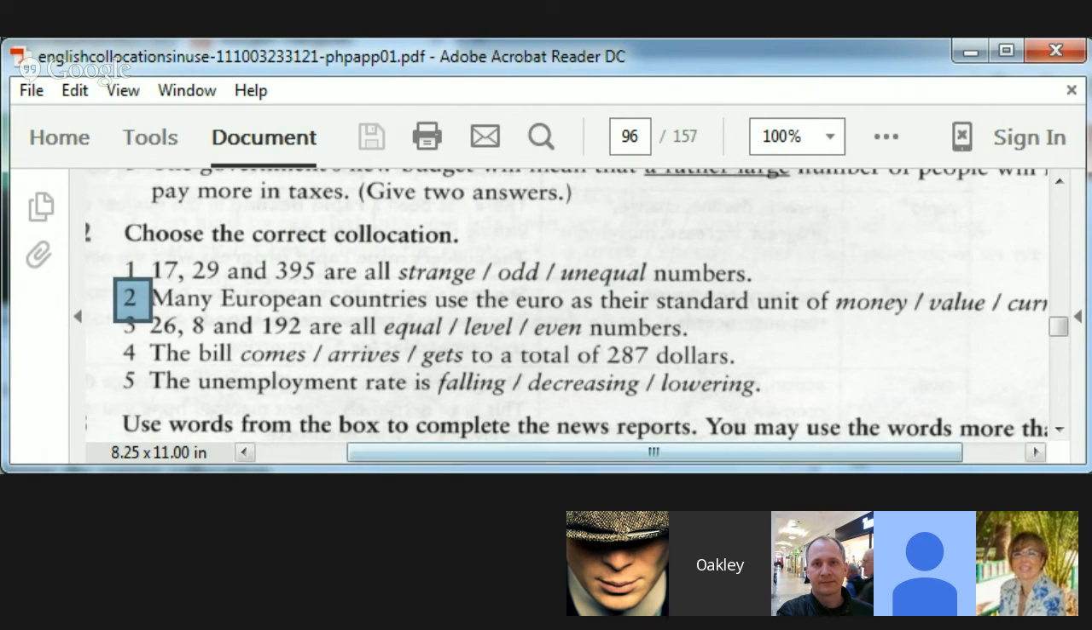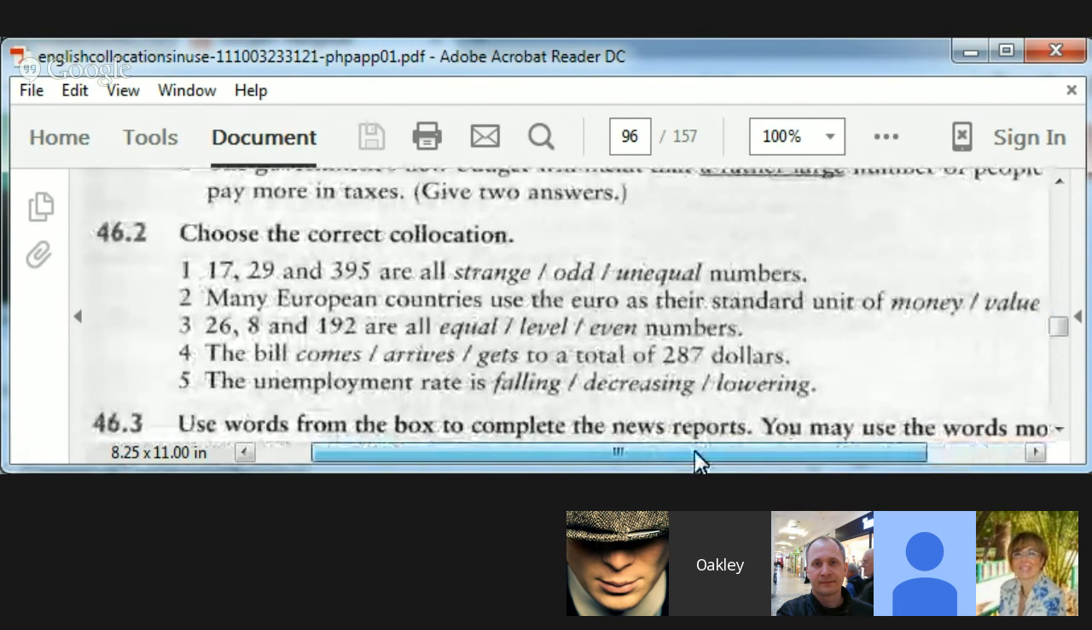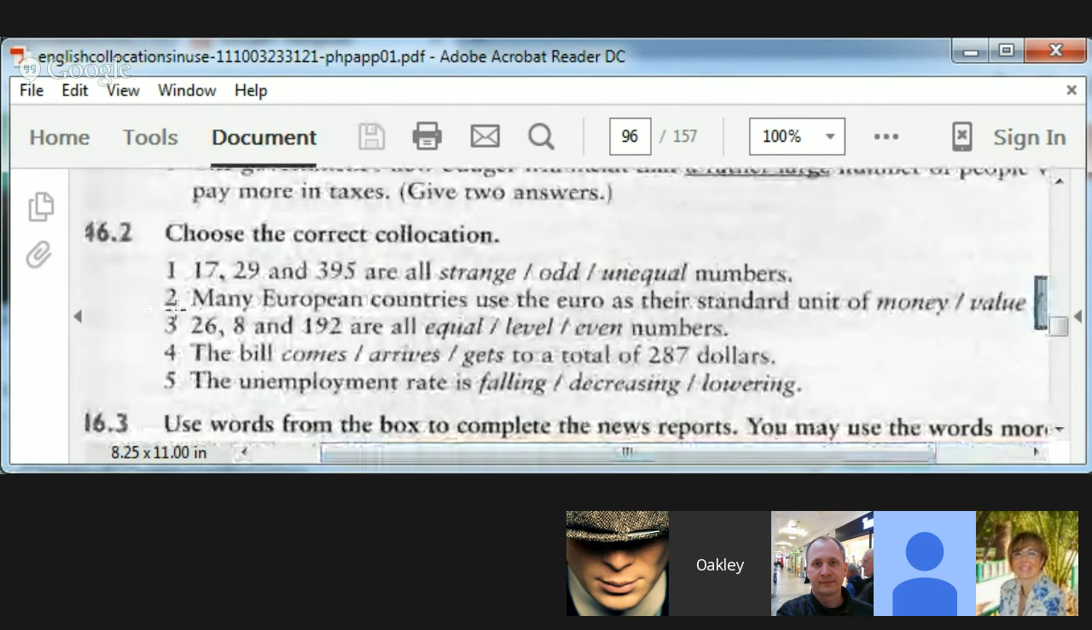Many European countries use the euro as their standard unit of currency. Currency, right. The name of the money is the currency, the dollar, the peso. Okay, well, the next one's easy. I already said it. 26, 8, 192 are all even numbers.